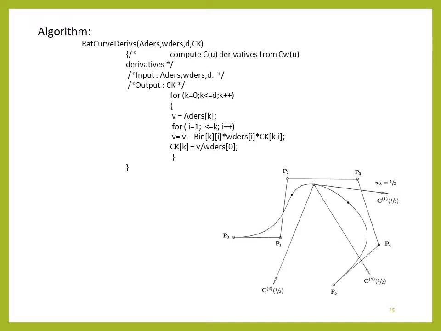So now we have a simple algorithm. We assume that our knot vector, that is u, is fixed, and the derivatives of A(u) and w(u) from order 0 to d have been computed and loaded into the arrays Aders and wders. That is, our C_w(u) has been differentiated and its coordinates separated off into Aders and wders. Our algorithm computes a point C(u) and the derivatives C^(k)(u) such that k lies between 1 to d. The curve point is returned in CK at 0 and the kth derivative is returned in CK at k.